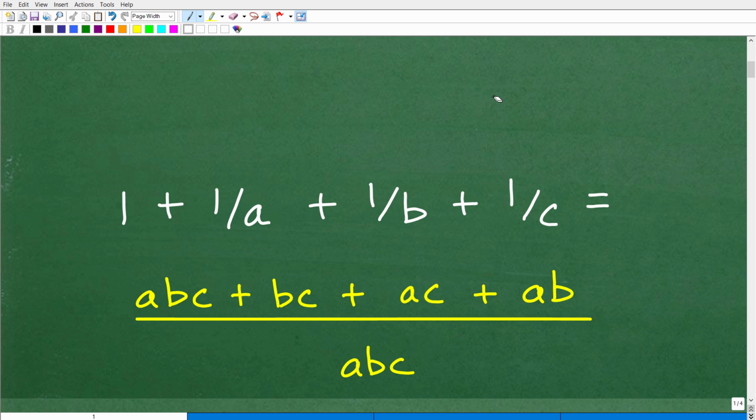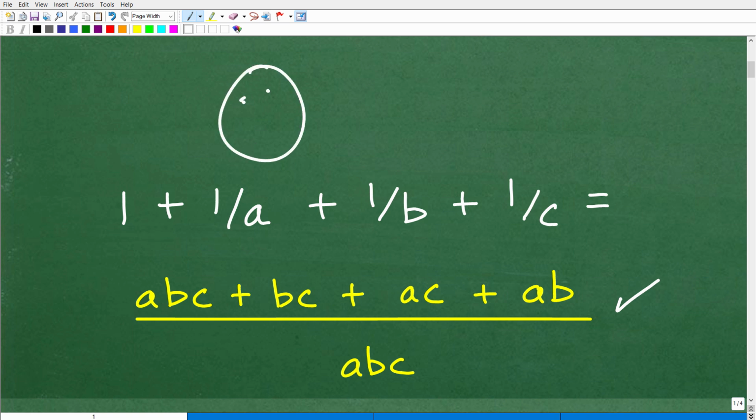Okay, so here is the answer. 1 plus 1 over A plus 1 over B plus 1 over C is equal to ABC plus BC plus AC plus AB all over ABC. Now, if you have these terms in different orders, but as long as you have this numerator and this as your denominator, you did get the problem correct. So if you got this right, pretty impressive stuff.